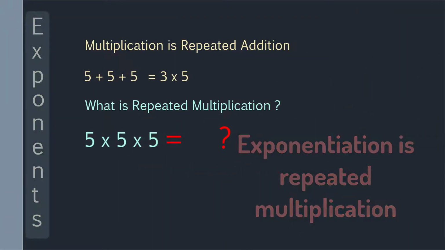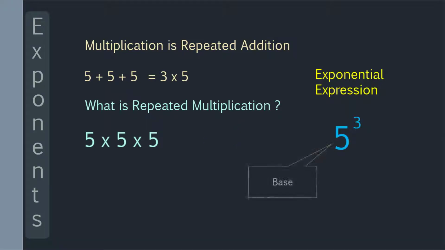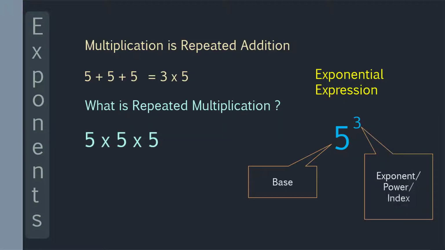We denote the above product by writing 3 on top of 5. This special notation is known as exponential expression. Here 5 is called the base and 3 is known as the exponent or power or index. The above expression is read as 5 raised to the power 3 or simply 5 raised to 3. 2 raised to 4 and 10 raised to 5 are other examples.